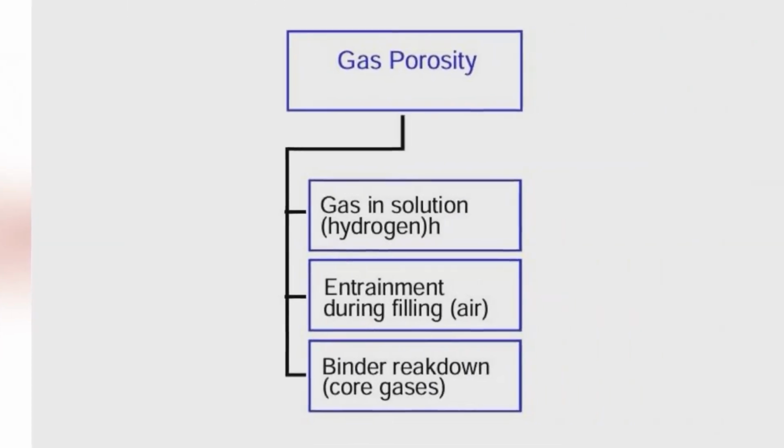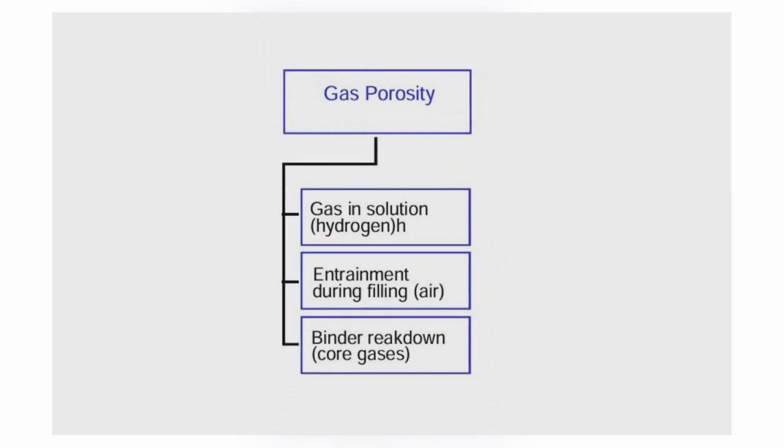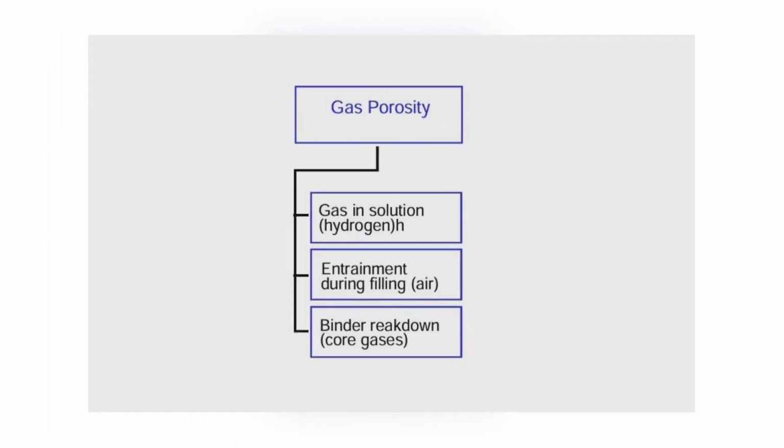Gas porosity can arise from three main causes. First, gas held in solution in molten metal can precipitate as it solidifies due to reduced solubility. Secondly, if the mold is filled poorly, air can be entrained in the metal stream and get trapped as the metal cools and solidifies. Lastly, sand binders used in molds degrade upon contact with molten metal, producing gaseous decomposition products that can lead to defects known as blows. These gas porosity defects vary significantly in size, distribution, depth below the surface, and form. Let's look into the types of gas defects in detail.